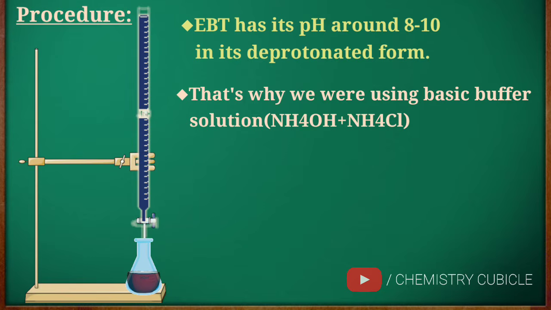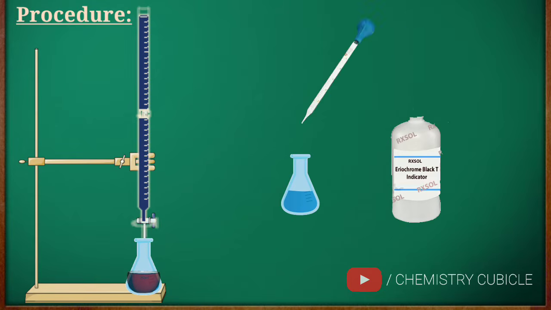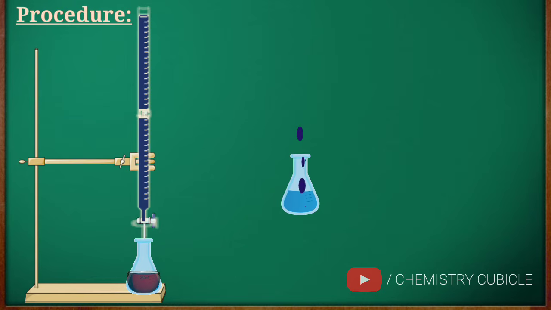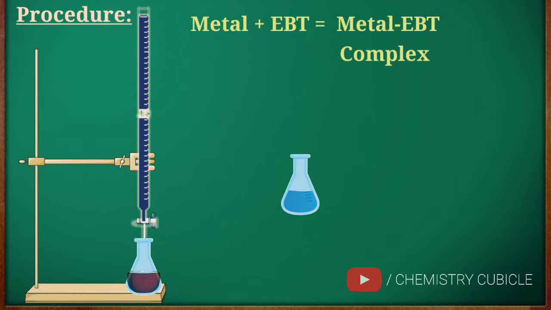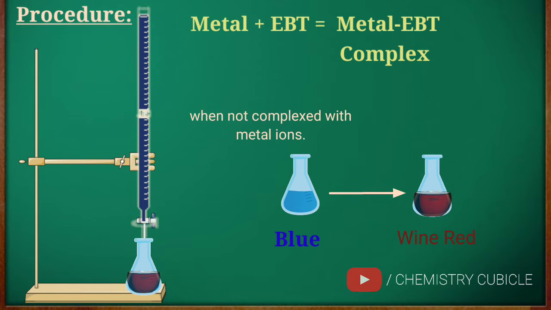As soon as we add a few drops of Eriochrome Black T in the conical flask, it forms a complex with the metal ions, that is, it forms the metal indicator complex, and the color changes from blue to wine red. Hence, we come to the conclusion that the indicator is blue when it is not complexed with the metal ions, and the color becomes wine red when the indicator forms a complex with the metal ions.